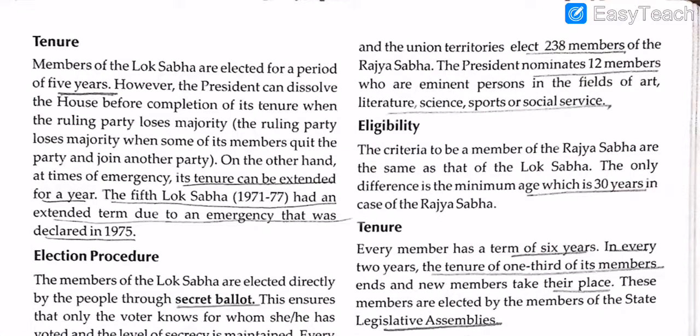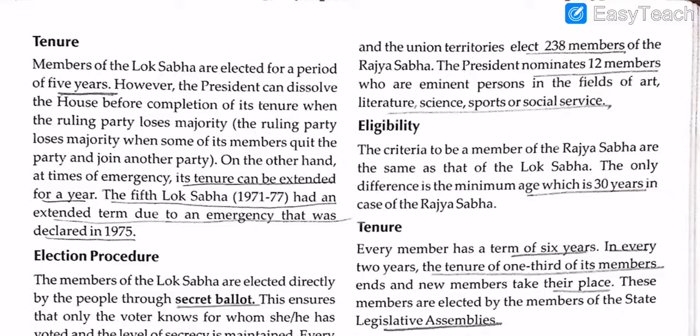Now let's look at the tenure, election procedure and the presiding officer. The tenure is that members of the Lok Sabha are elected for a period of 5 years. However, the president can dissolve the house before completion of its tenure when its ruling party loses majority. As in, the ruling party loses the majority of its members who quit the party and join another party. So the president can dissolve the house.